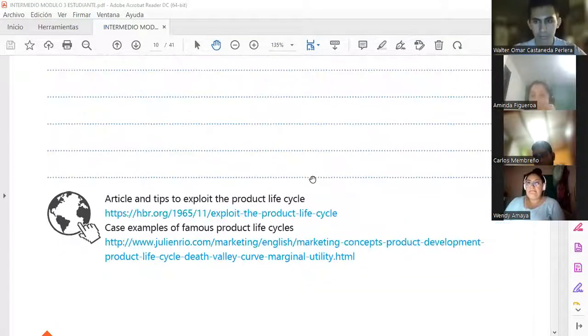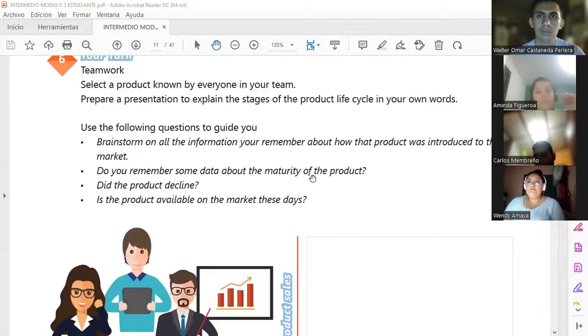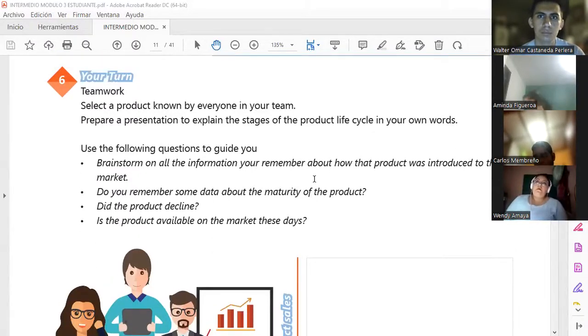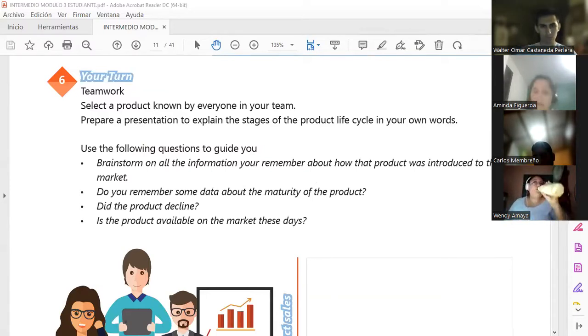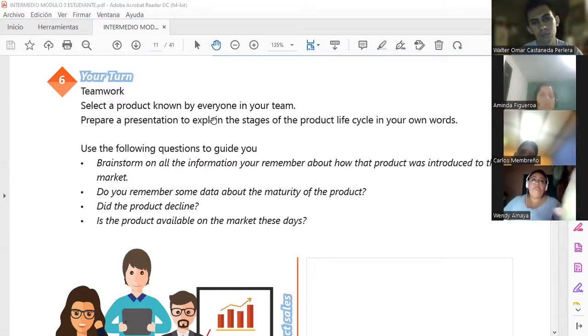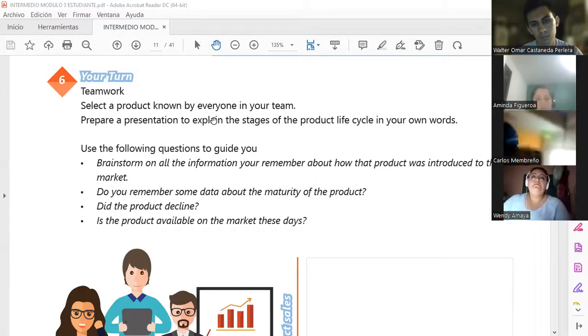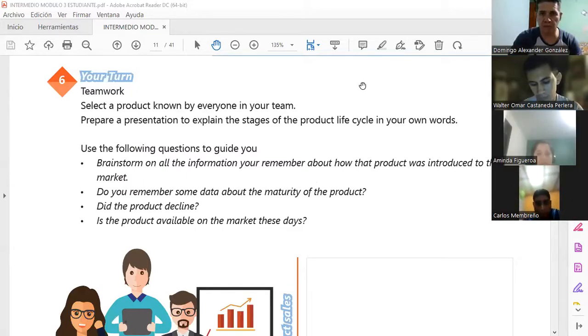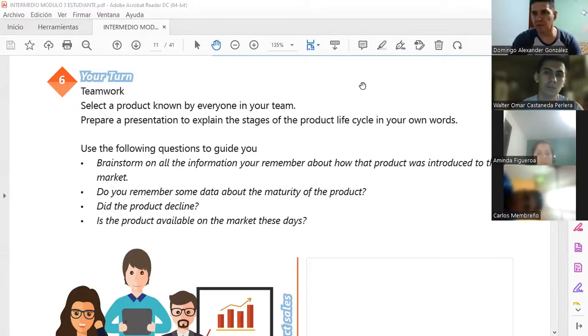Now let's go to the manual again. Good, these are the examples. And now it's time to work together, right? I will make the breakout room. If you don't have the manual, please, I need you to capture the screen, right? Captura de pantalla, please, at this moment. Good, Domingo, I read your example. Thank you, good example. Withdraw the product, right? Please, capture the screen.